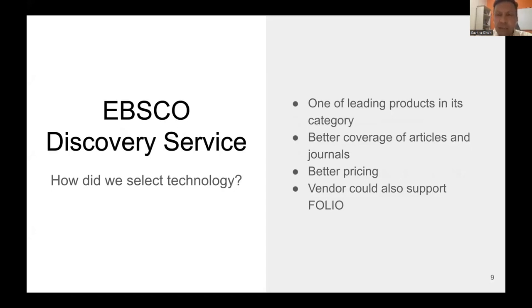One of the leading products in the category, and we got feedback that it was, if not miles ahead, better in terms of coverage of articles, and pricing was favorable, and the vendor EBSCO would also support Folio. Okay, they would also support Folio.